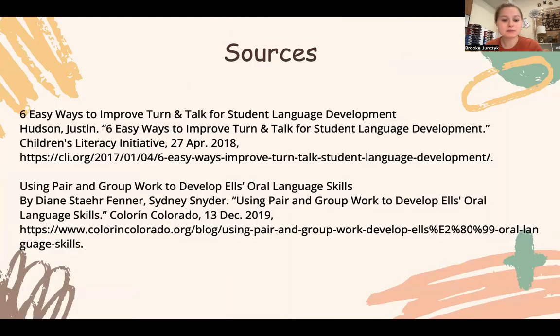And so here are some of my sources that I used. Here are the sources that I used to better help me navigate the supports I use with my students in my research. Thank you so much.